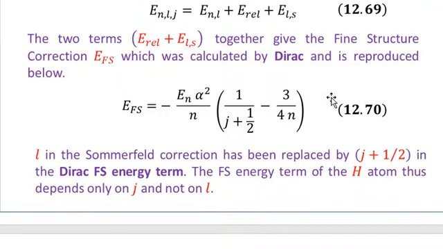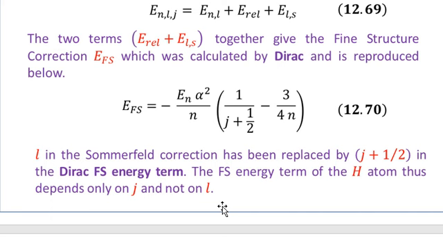So you see that this is the fine structure energy term, which Dirac presented after combining E_REL and E_LS. So this is now the fine energy term that we shall be concentrating on, as shown in equation number 70. So here L in the Sommerfeld correction has been replaced by J plus 1/2 in the Dirac fine structure energy term. The fine structure energy term of the hydrogen atom thus depends only on the total quantum number J and not on the orbital quantum number L, as obvious in equation number 70.